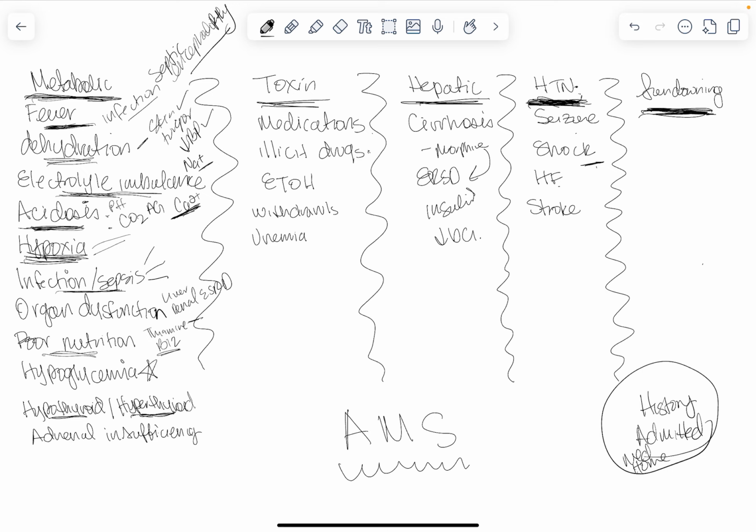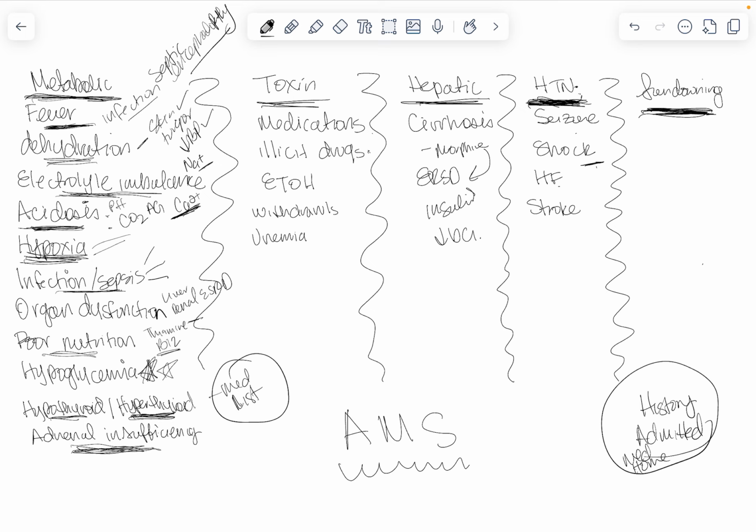Hypoglycemia. This should be the first thing you check. If they're confused, just check the blood glucose, because that is an easy fix. Next is hypothyroid and hyperthyroid. Are they taking their medications? Review their med list, check their home med list. Are they supposed to be on medication for their thyroid? Adrenal insufficiency: did they recently get off of steroids and now all of a sudden their blood pressure's low and they're confused?